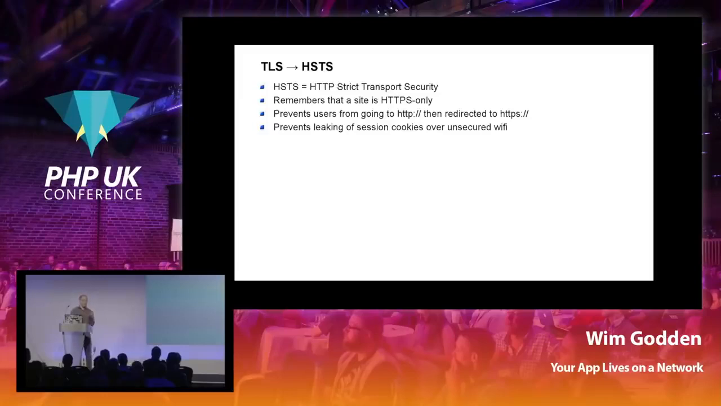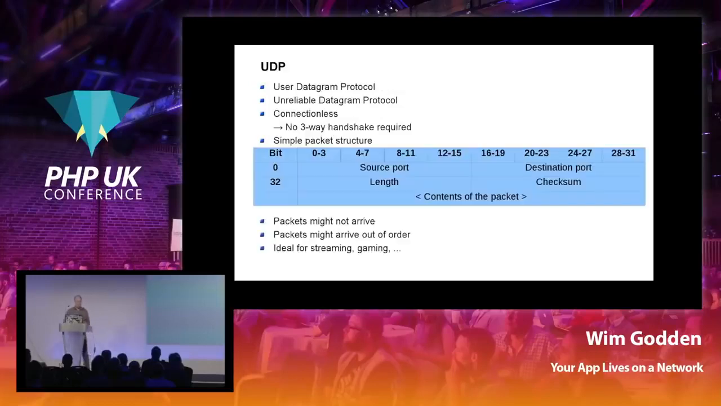And even then, if you try to type HTTP google.com, the browser will actually add an S automatically. It will not allow you to go to HTTP anymore for those websites. So, for example, it prevents you from leaking session cookies over unsecured Wi-Fi because you forgot to type the S. And it's just one header that you need to add.